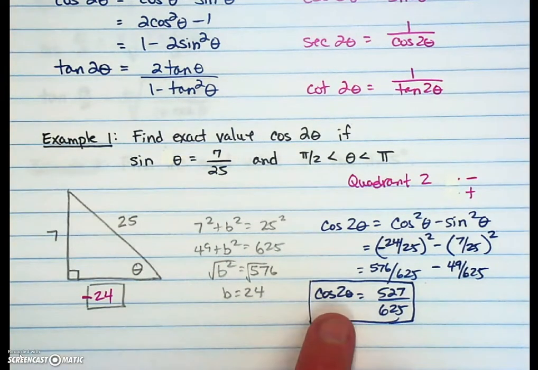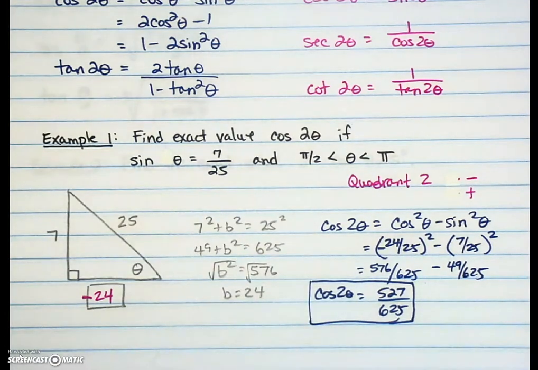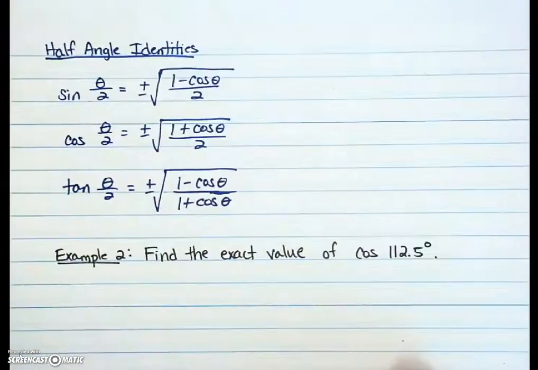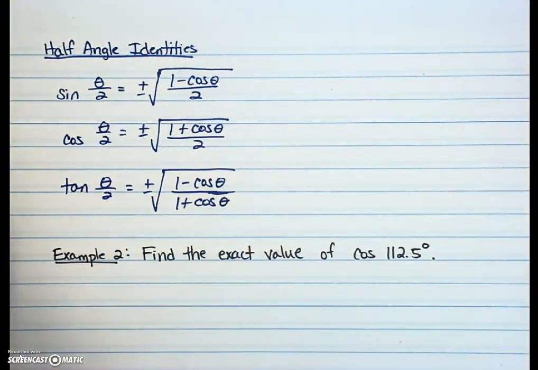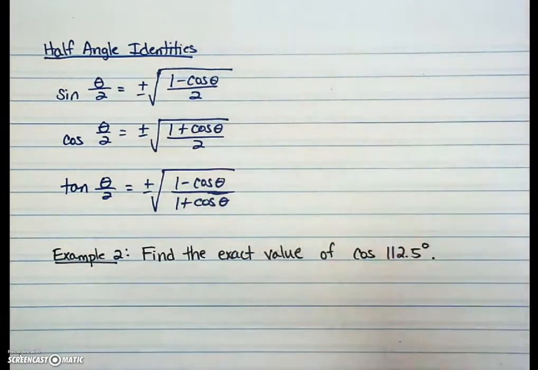Now, if I were to ask you for the secant of 2 theta, all you would have to do is flip that. All right, so that's double angle problems. Now, let me show you the identities for half angle. Very similar to double angle in the sense that with a double angle we're multiplying by 2, but with half angle we're now dividing by 2.